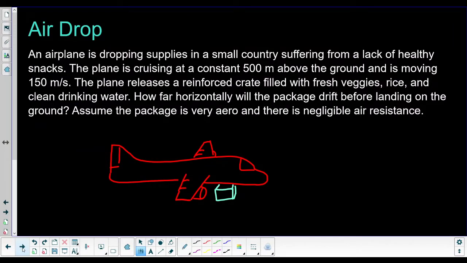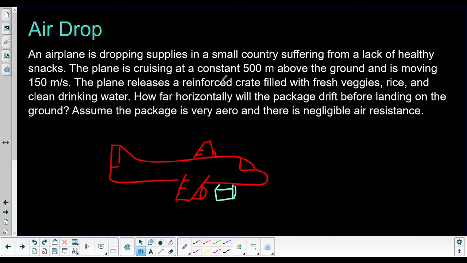So we have an airplane that's dropping supplies in a small country, suffering from a lack of healthy snacks. Right? Their parents don't buy them celery and little carrot sticks with some like vinaigrette. Their parents only buy them Takis and hot Cheetos and Doritos and soda. So we've decided that we're gonna pull together and get them some celery sticks and little carrots.